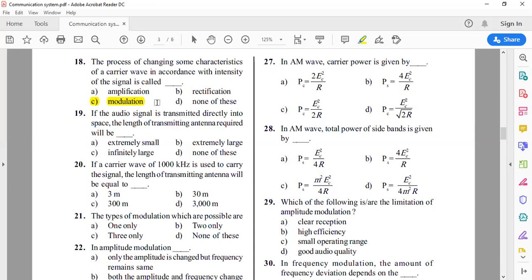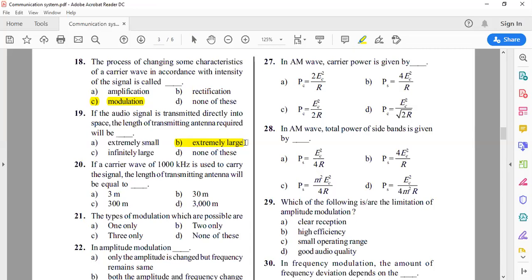So this length of the antenna, this L, is equal to lambda by 4. What is the relation between length of antenna and the wavelength? L is the length of antenna and it is equal to lambda by 4. So for question number 19, the length of antenna required for the audio signal is extremely large. Why? Because length and wavelength are inversely proportional.